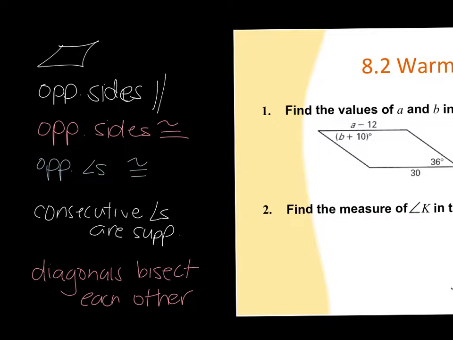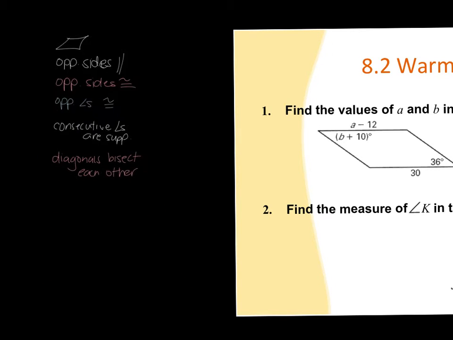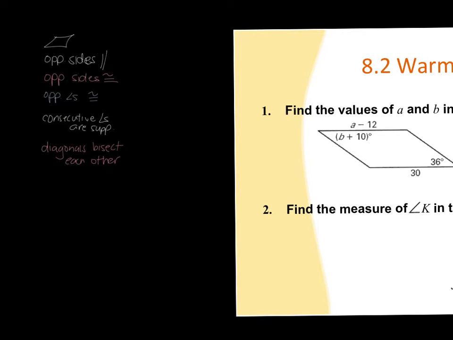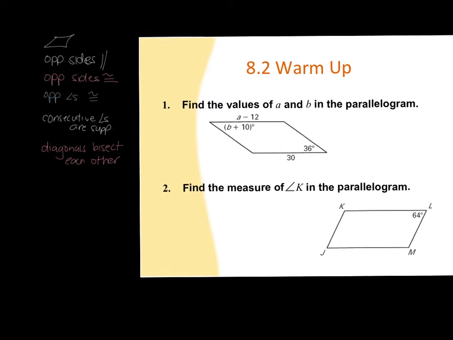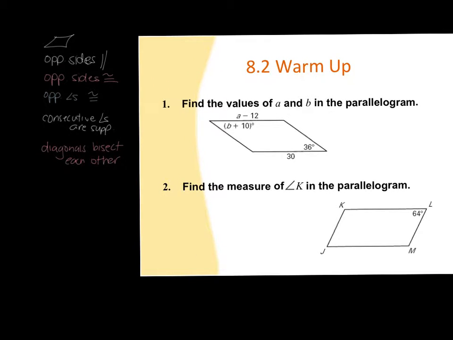So I talked about this when I taught you these properties, but if you're one of those people that really benefits from rewriting things or having an outline, then I would definitely start keeping track of that, because these just pertain to parallelograms, and then eventually we get more specific into different kinds of quadrilaterals. Okay, so having known all that stuff, number 1 says to find the values of A and B.